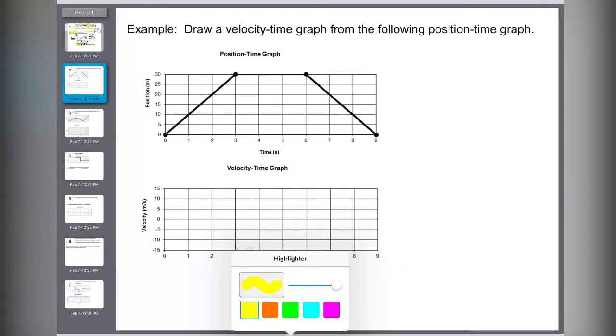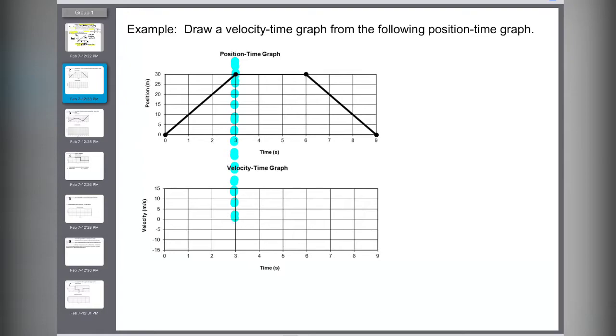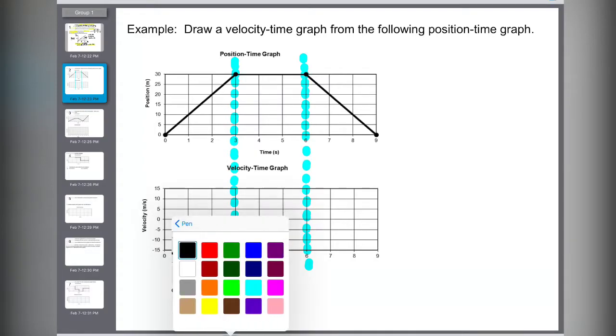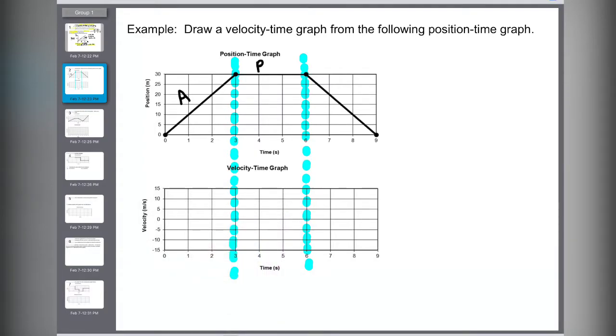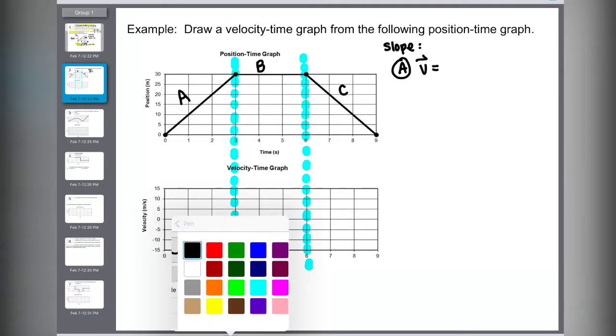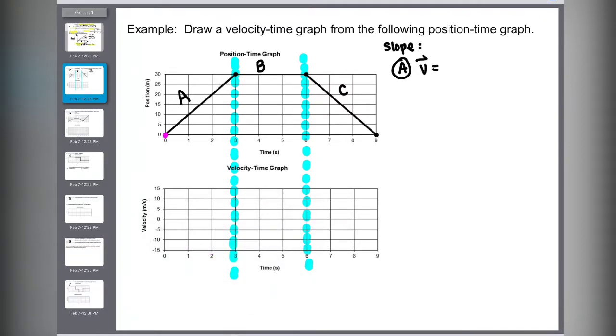The example they have given you is a position time graph that has 3 sections. So what I would like you to do is block this off. See how we're going to block off the 3 and we're going to block off the 6. These give you the different segments, meaning between 0 and 3 seconds, the velocity is the same. I'm going to call them A, B, C, and I'm going to find the slope. So the slope for A, meaning the velocity, you're going to pick 2 points from that graph, and calculate the slope.